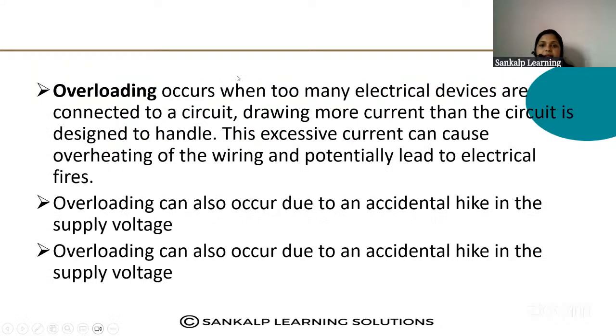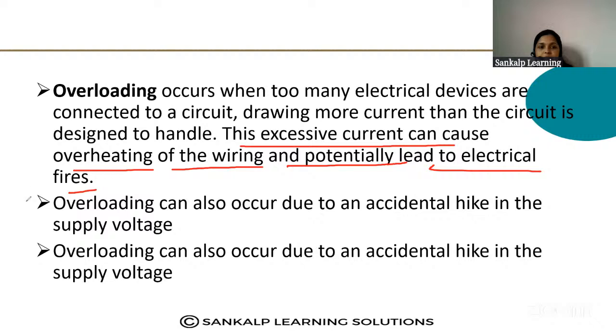Overloading occurs when too many electrical devices are connected to a circuit, drawing more current than the circuit is designed to handle. This excessive current can cause the overheating of the wiring and potentially lead to electrical fires. And overloading can also occur due to an accidental hike in the supply voltage. So these are some of the reasons for overloading.